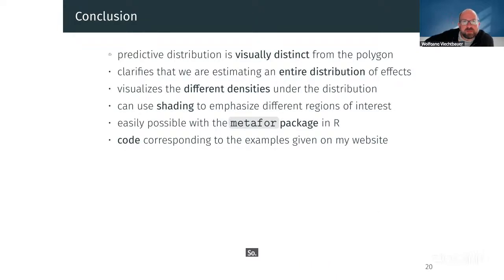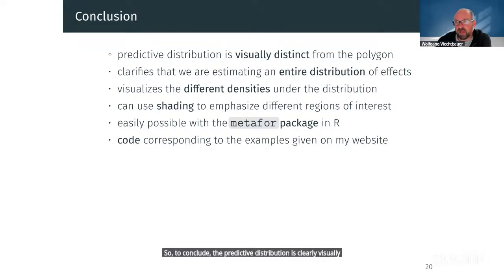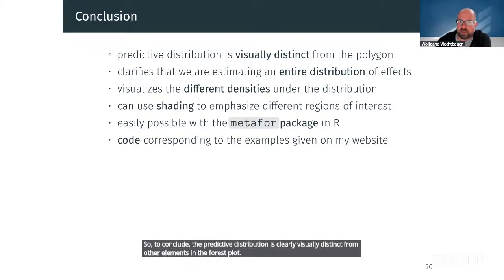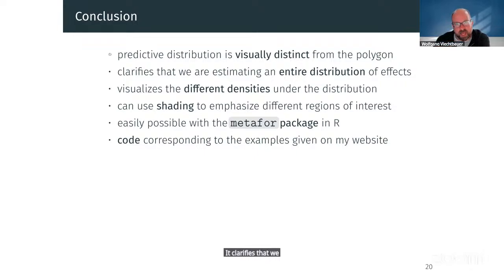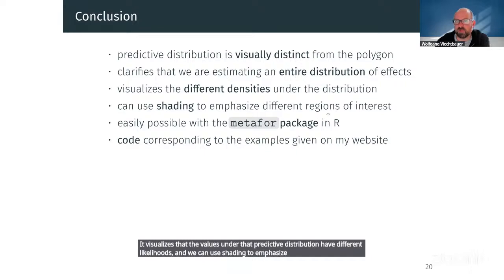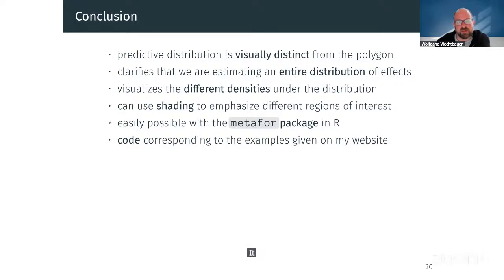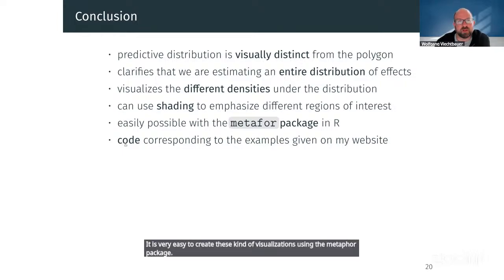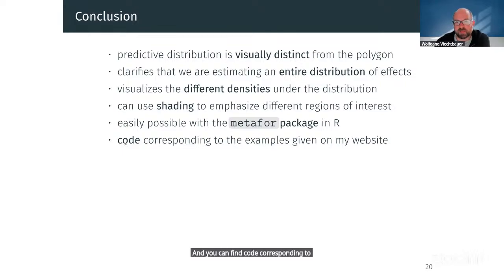So to conclude, the predictive distribution is clearly visually distinct from other elements in the forest plot. It clarifies that we are estimating an entire distribution of effects. It visualizes that the values under that predictive distribution have different likelihoods, and we can use shading to emphasize different regions. It is very easy to create these kinds of visualizations using the metafor package, and you can find code corresponding to the examples shown in this presentation on my website.